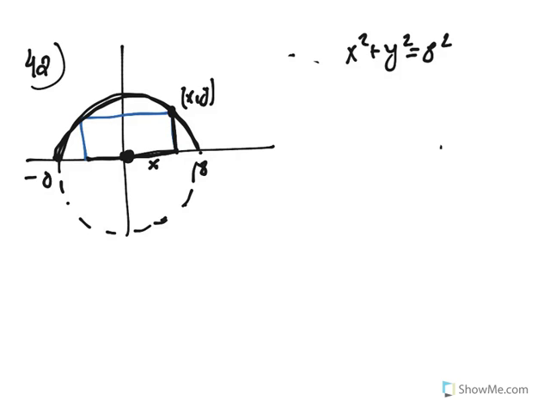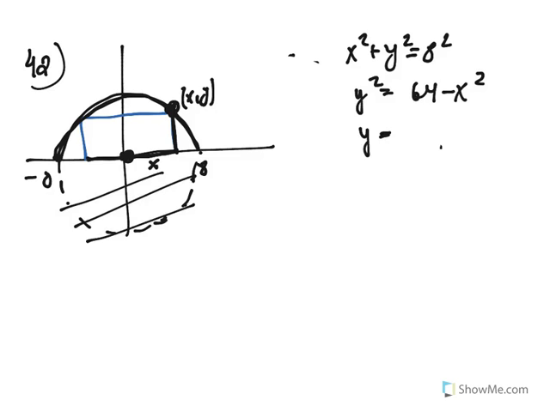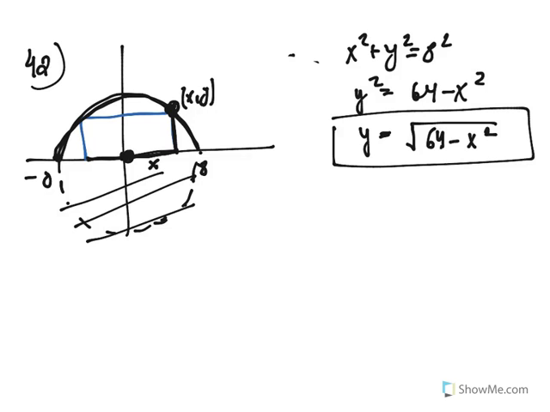But we're dealing with half of this circle. Since it's in the first quadrant, we're dealing with positive values. So then we can just solve for y. When we solve for y, we get the square root of 64 minus x squared. And normally that would be plus or minus, but we're not interested in the bottom part of this circle. So we're going to take just the positive y values. So that would be the square root of 64 minus x squared, correct? So that's the equation.